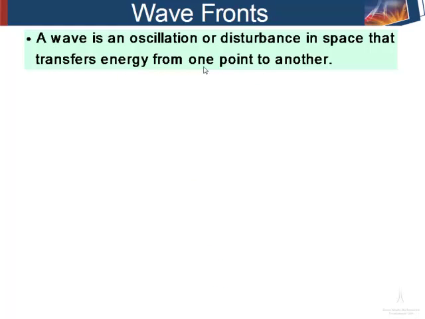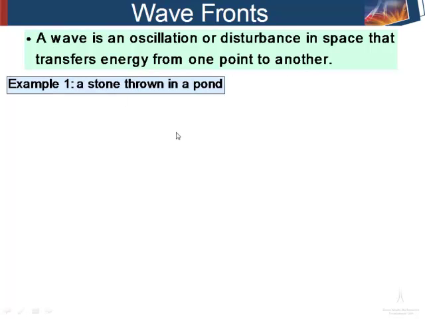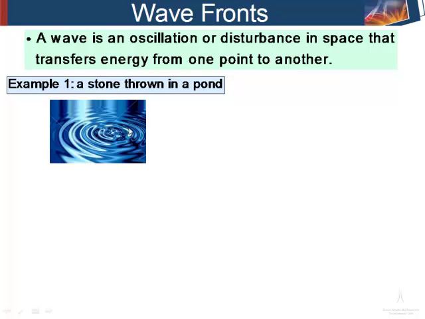But before we continue, let's just do a quick recall from grade 10 or 11 work. Remember that a wave is an oscillation or a disturbance in space that transfers energy from one point to another. Here is an example: a stone that is thrown into a pond. You get circular waves like that one. The stone is thrown into the center and then it generates circular waves as shown in this diagram.